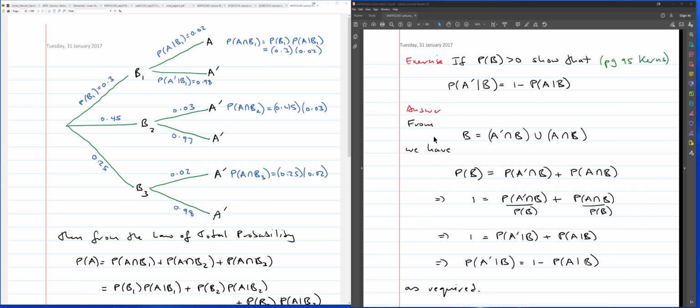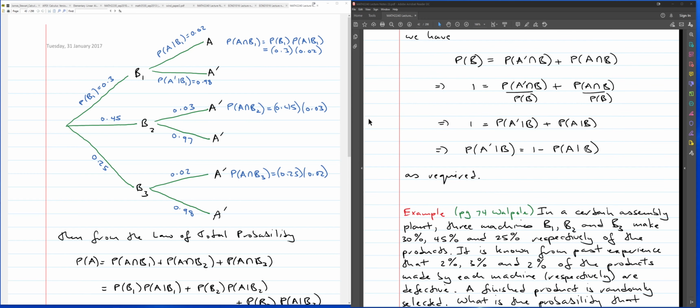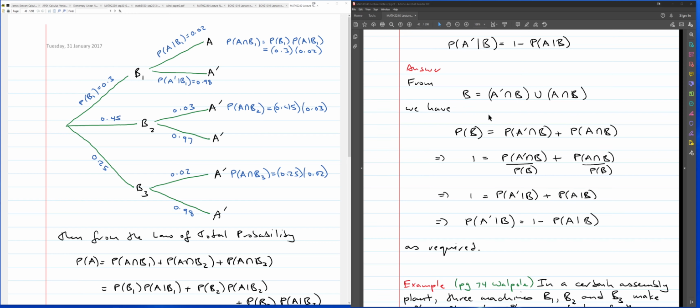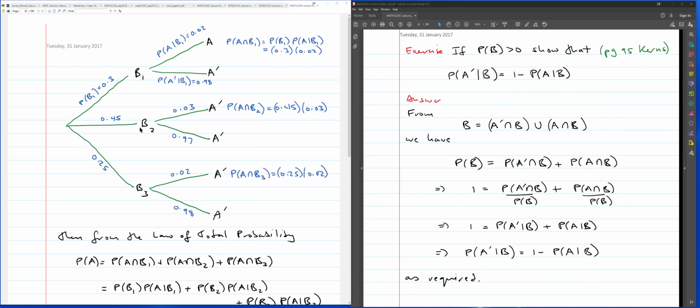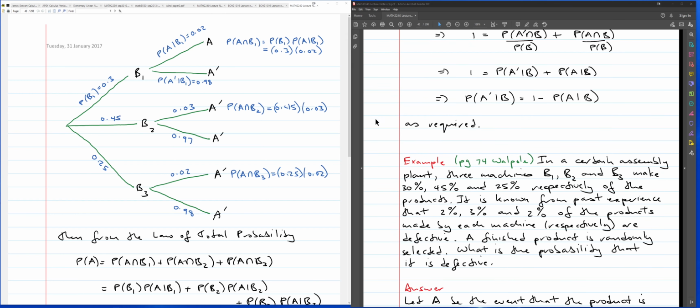Typically in these questions you'd be given one of these over here, and you'd need to figure out what the probability is for this second edge over here. In this case we're doing it via complements, complements for conditional probabilities. And similarly for B2.